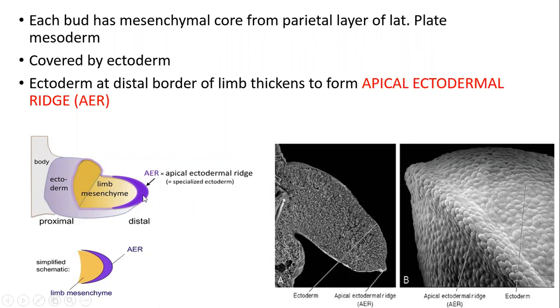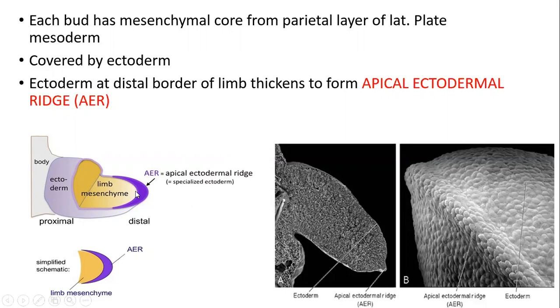Ectoderm at the lateral distal border of the limb thickens to form a region known as the apical ectodermal ridge. This is specialized ectoderm and it is highly important. AER region, or apical ectodermal ridge. You can see in the electron microscope picture, the inner one is a mesenchyme, the outer is covered by a layer of ectoderm, and the ectoderm at the distal end of the limb thickens to form the AER, apical ectodermal ridge. And what is this ridge and why is it important? We are going to study now.